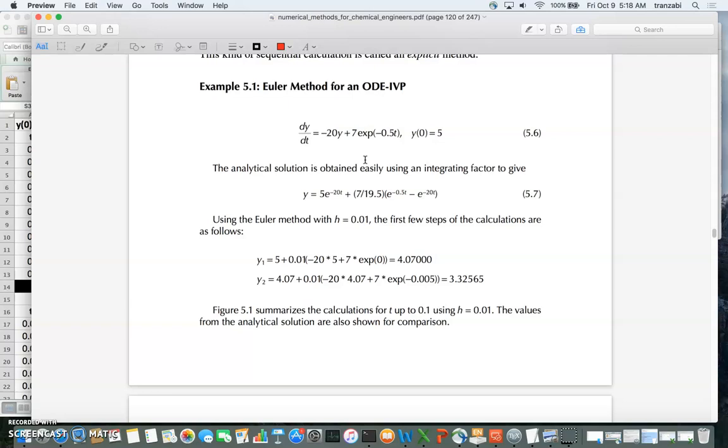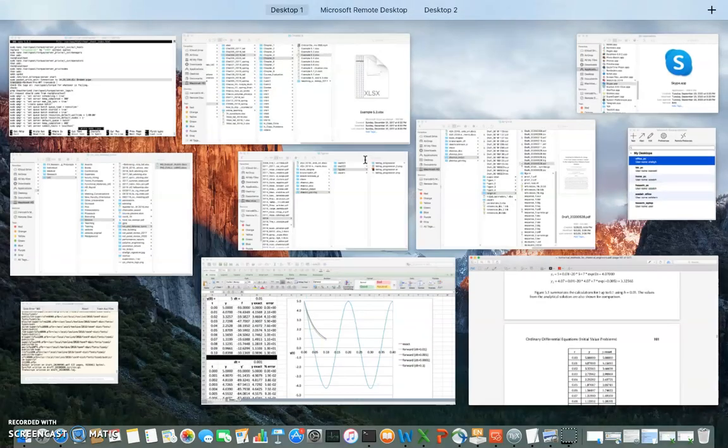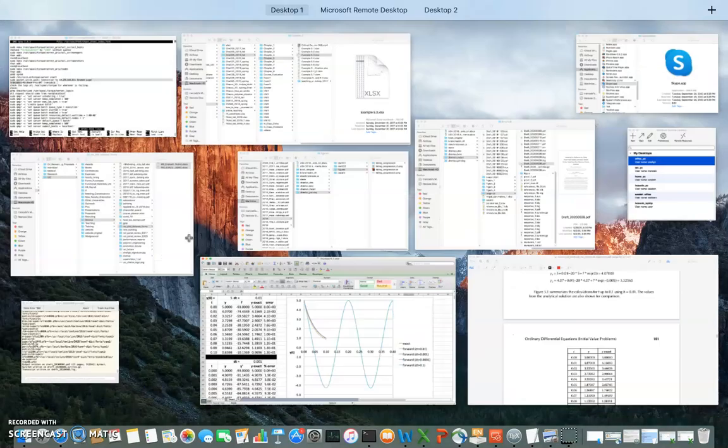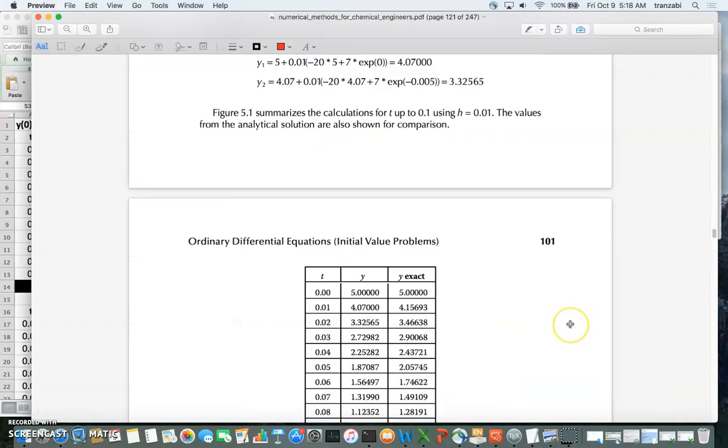And today I'm going to show you how we can do the error analysis and really understand what is the order of approximation using Euler's method. Let me just jump directly to the spreadsheet we did before. This is the spreadsheet we used before to solve the differential equation, equation 5.6 of the textbook.